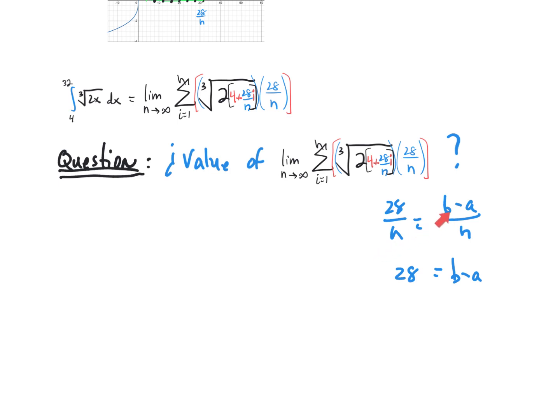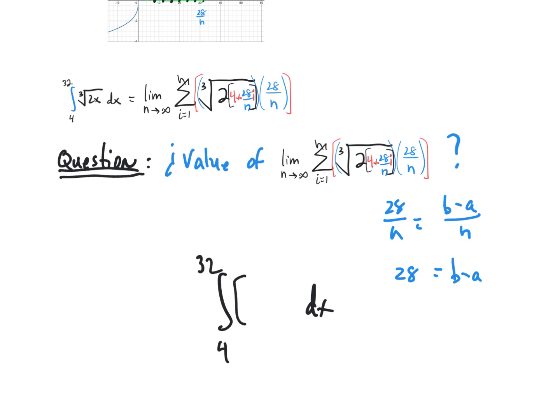So the distance from the upper limit of integration to the lower limit of integration is 28. And then we come over here and we can see that the input starts at 4 and it's adding the width i times. So we're starting at 4, which means we must end at 32. So we know immediately that this is going to be a definite integral from 4 to 32. Now the width of the rectangle ends up being the dx in our problem.